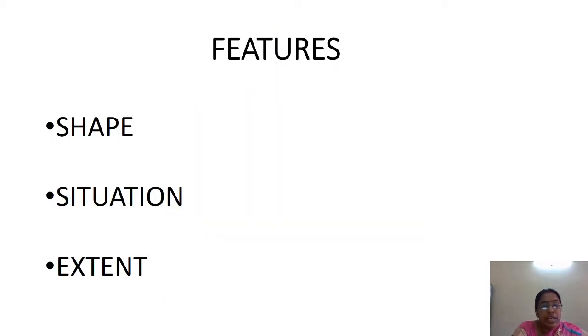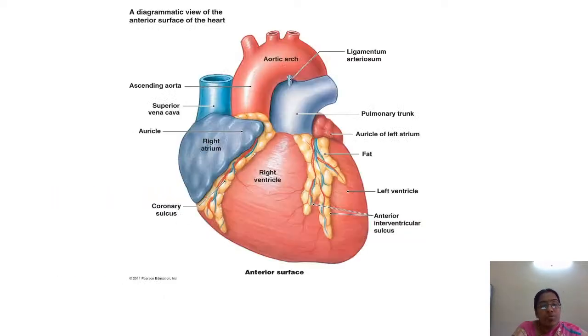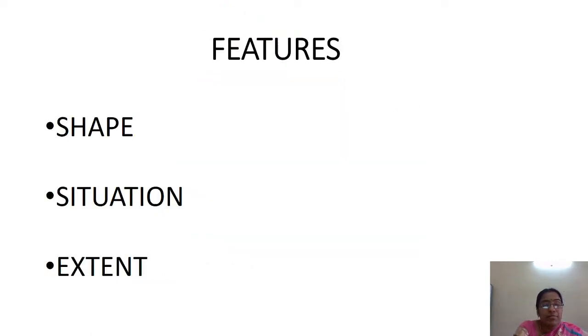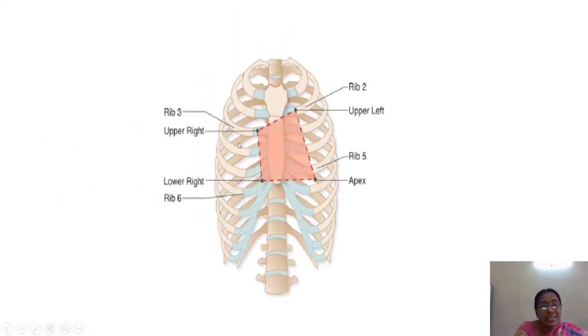Now coming to situation, the right atrium is situated on the right border of the heart. On the right border, on the surface, that is a part of the sternocostal surface, because this whole surface is called the sternocostal surface. One third of the sternocostal surface is occupied by the right atrium. When you say the extent of the right atrium, on the right border it is extending from the right third costal cartilage to the right sixth costal cartilage.